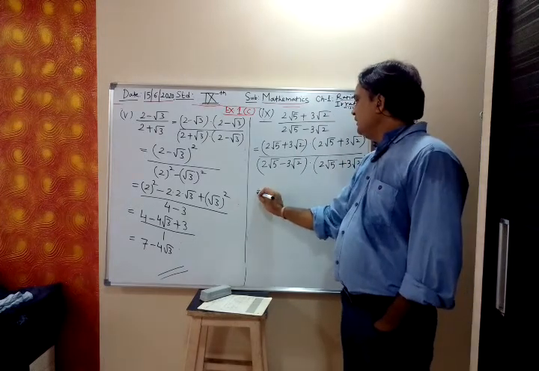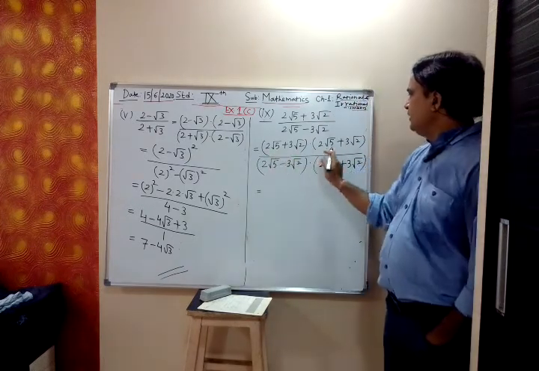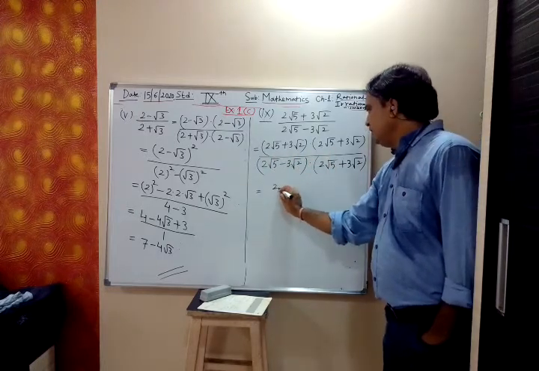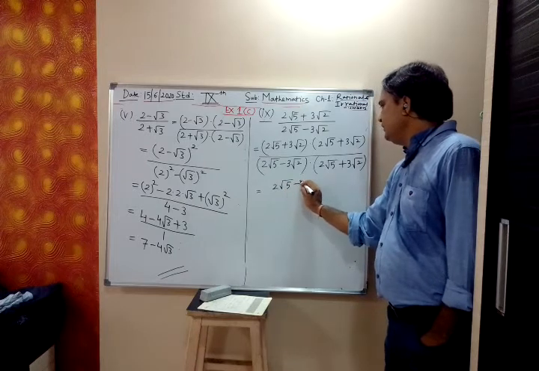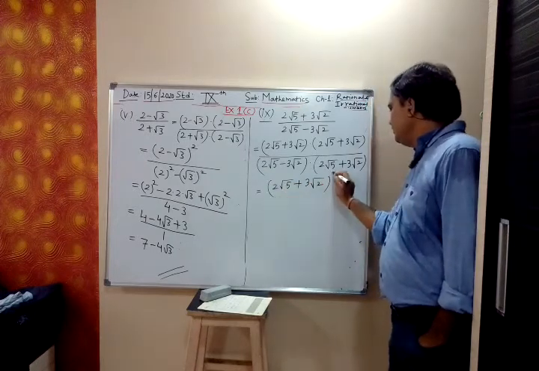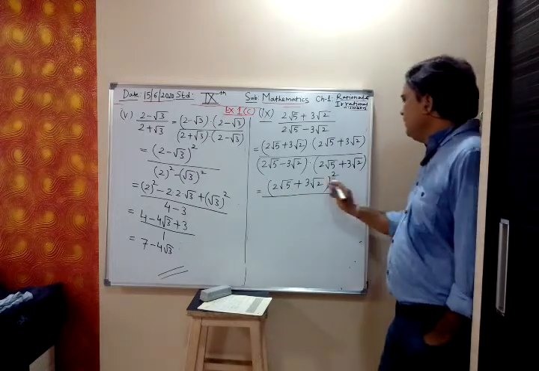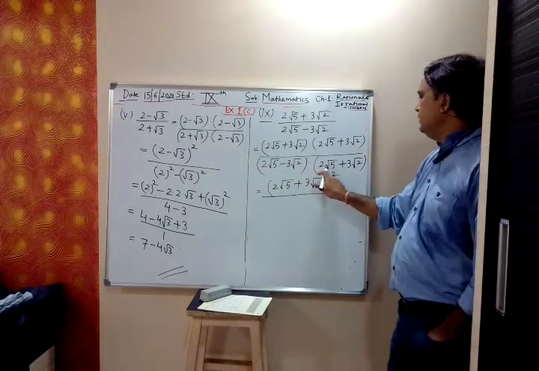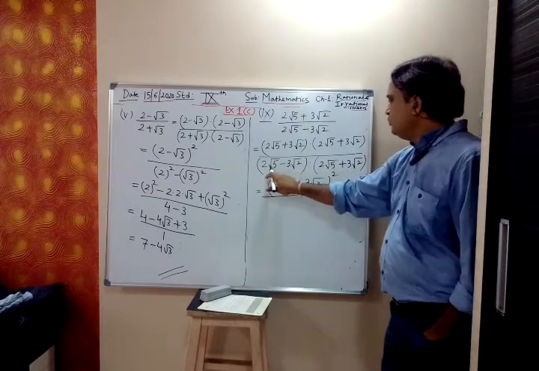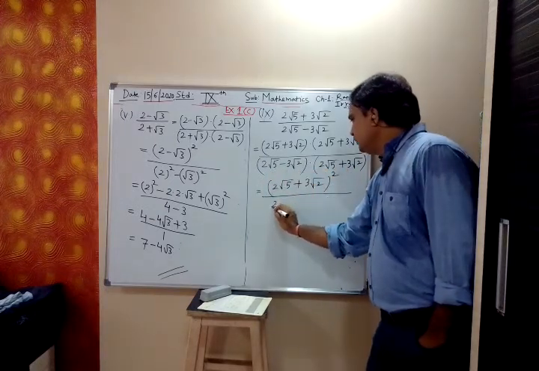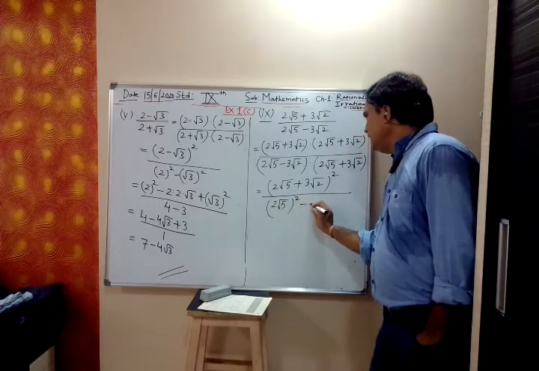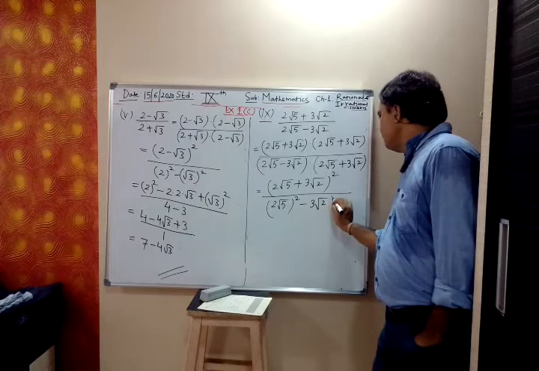Now in the numerator, the same number is there, so I can write a into a, that is, 2 root 5 plus 3 root 2 whole square, the a plus b whole square formula. Then the denominator is a minus b into a plus b, which is a square minus b square. So 2 root 5 square minus 3 root 2 square.